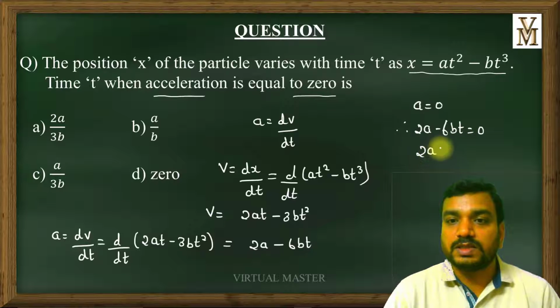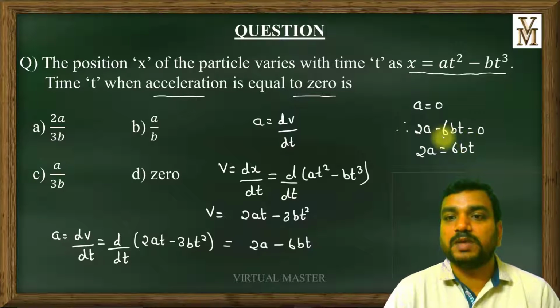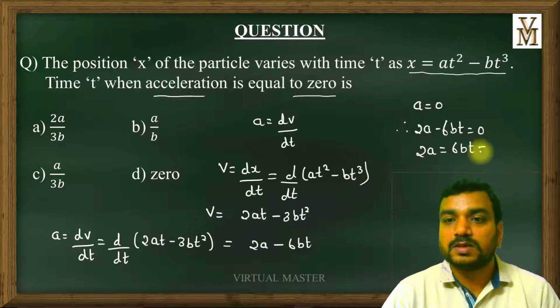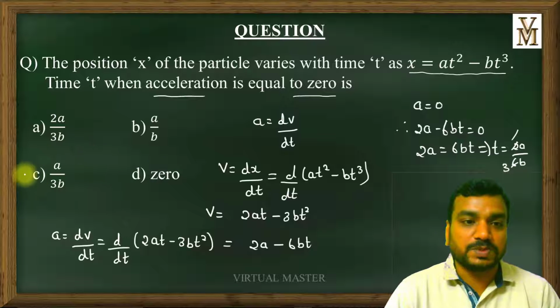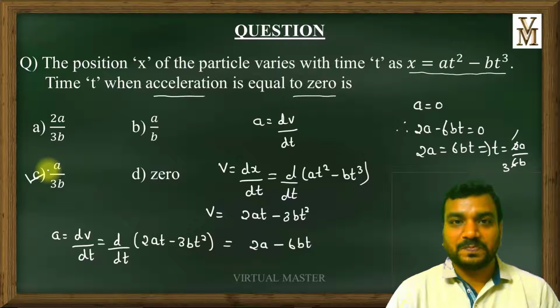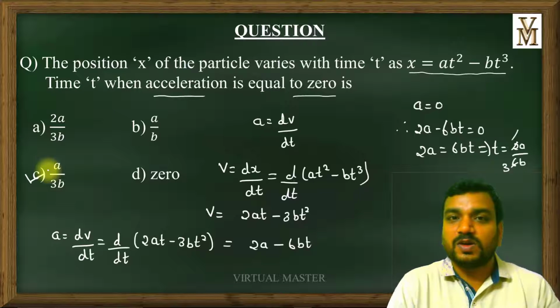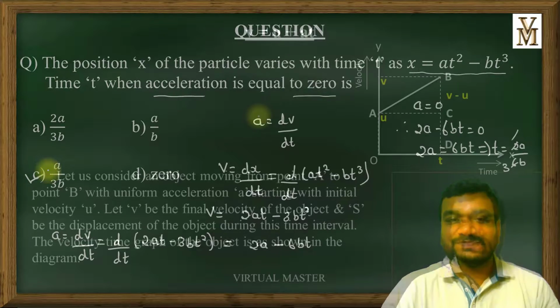So I will simplify this. 2a equals 6bt. I am taking 6bt to the right hand side. By cross multiplying, what am I going to get? t will be equal to, I am cross multiplying 6b on the left hand side, so I will get t equals 2a divided by 6b. Now 2 ones are 2, 2 threes are 6. What is left? Only a by 3b. So the correct answer is option C, a by 3b. I hope everyone has understood how to solve this type of question.